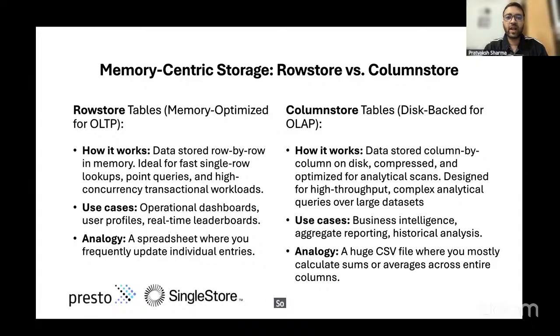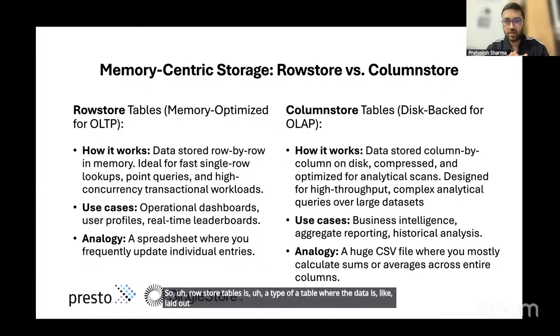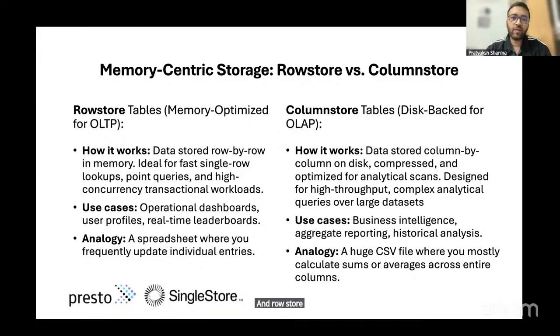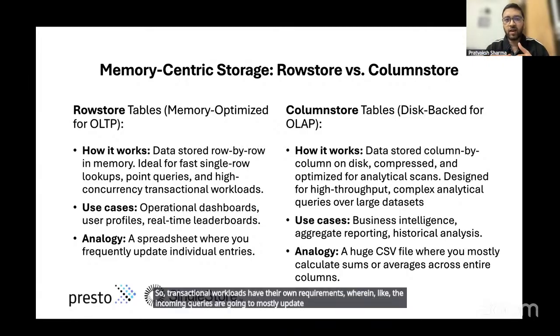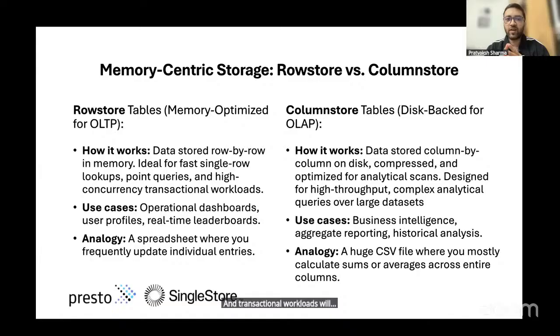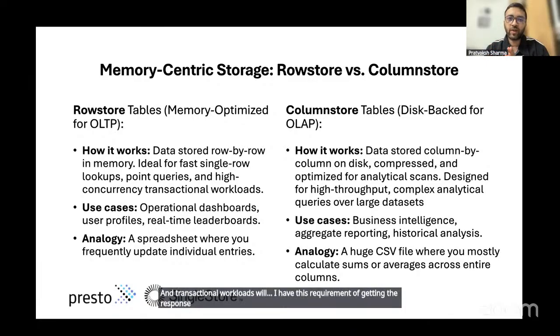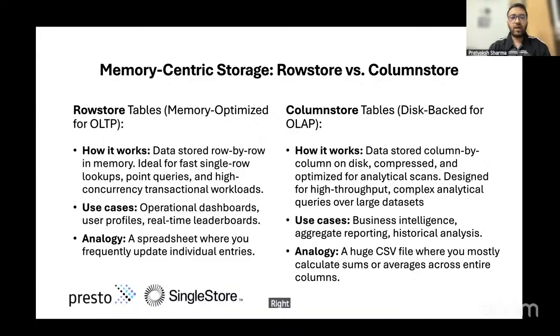So row store tables is a type of table where the data is laid out in row formats, in the form of rows one by one. And row store tables are more suitable for transactional workloads. Transactional workloads have their own requirements, wherein the incoming queries are going to mostly update either a single row or a group of rows, and they need to get the response in a minimal amount of time, right? And also, these row store tables are basically in-memory tables in SingleStore.